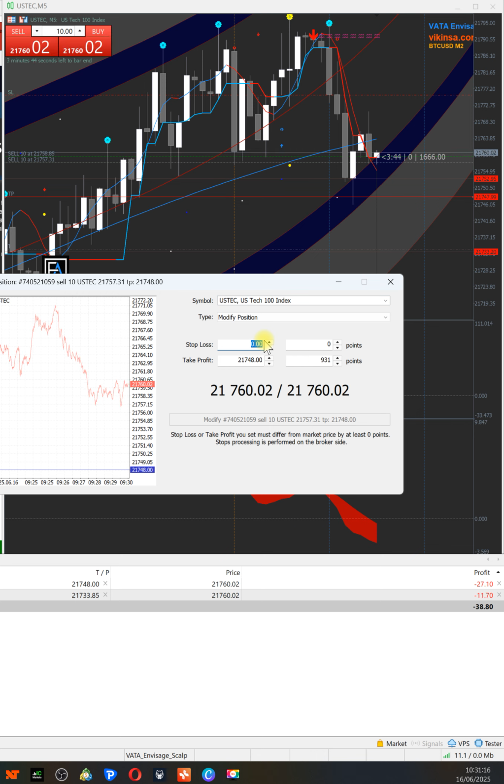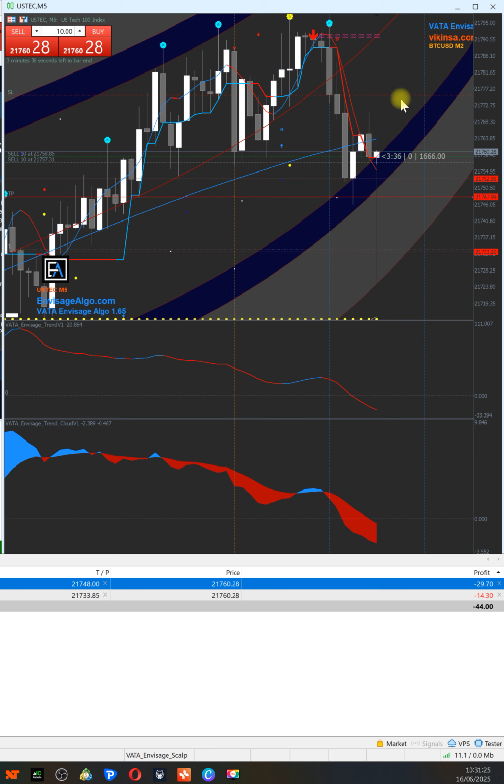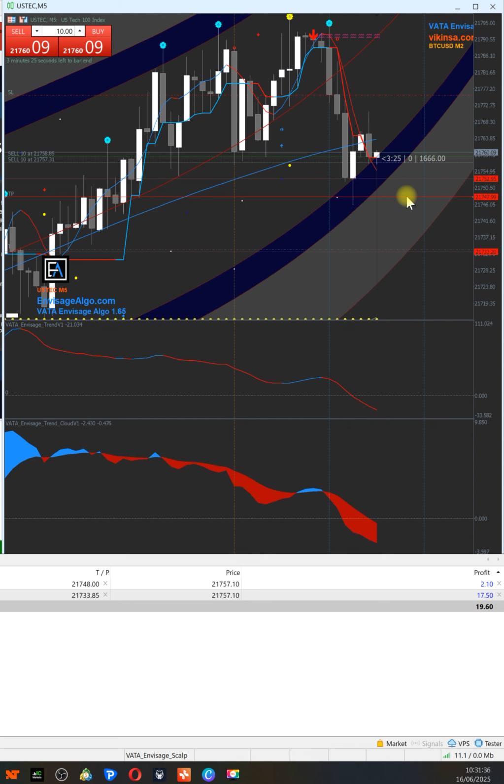So SL is going to be 21775.41, and that's it. So both of them have the same SL and both have the same entry. Why did I enter again? Because I've got a good candle here which may represent momentum to the downside. We have one target available here and one of them will be available here. Let's see how it plays out.